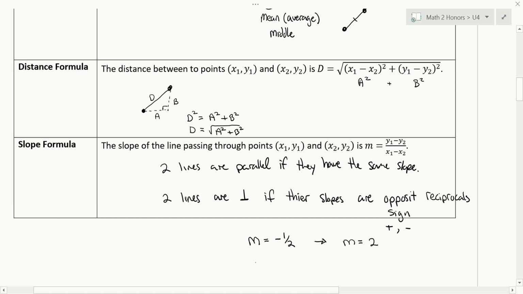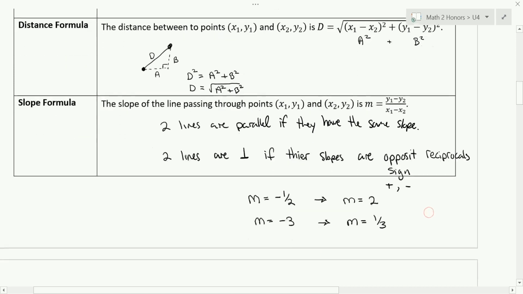If one of them had a slope of -3, the opposite reciprocal would be positive 1/3. Let's do one more. If one of them had a slope of positive 3/5, the opposite reciprocal would be -5. Okay, so keep that in mind, because in homework tonight you're going to be asked to verify that things are perpendicular, and so you're looking for opposite reciprocals.